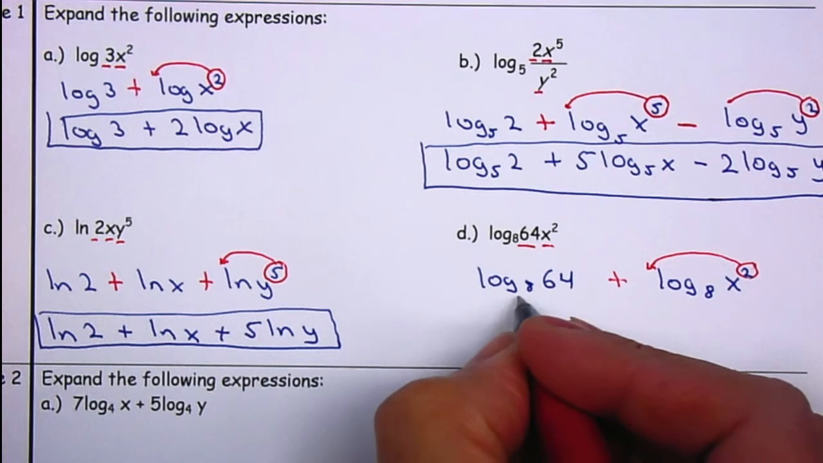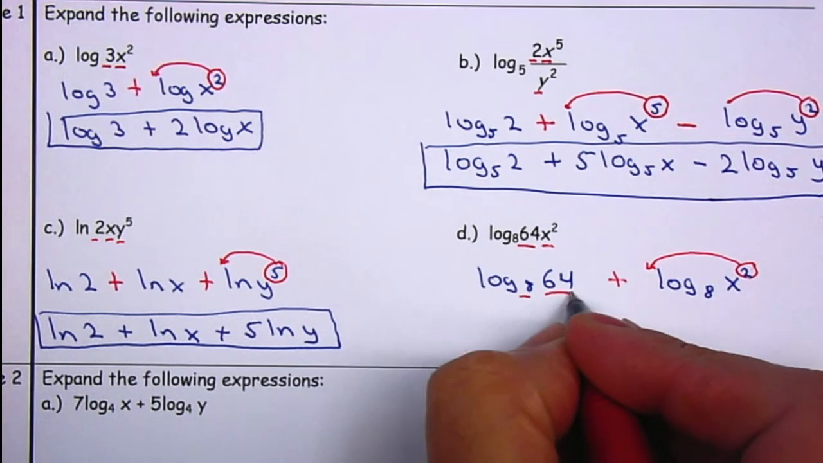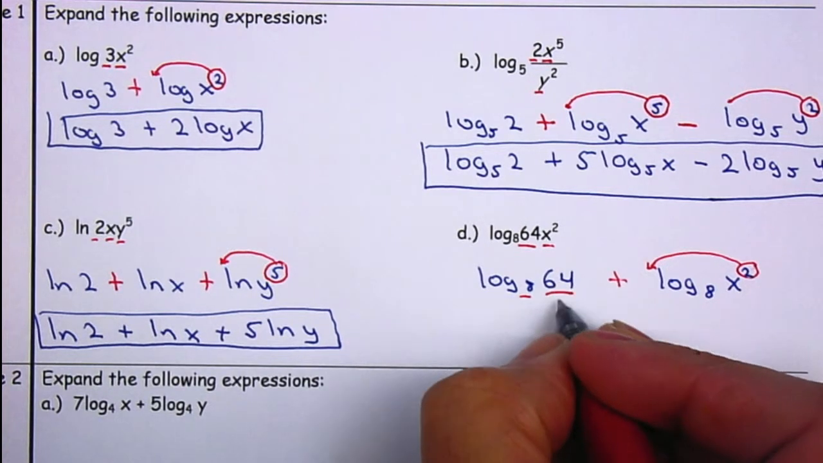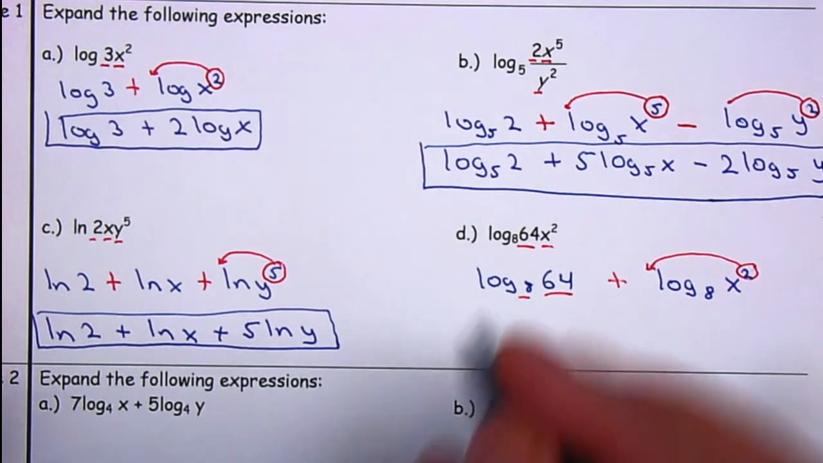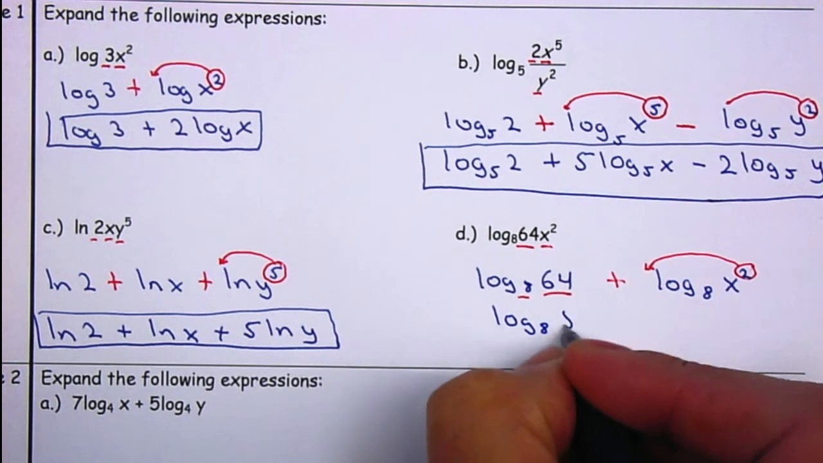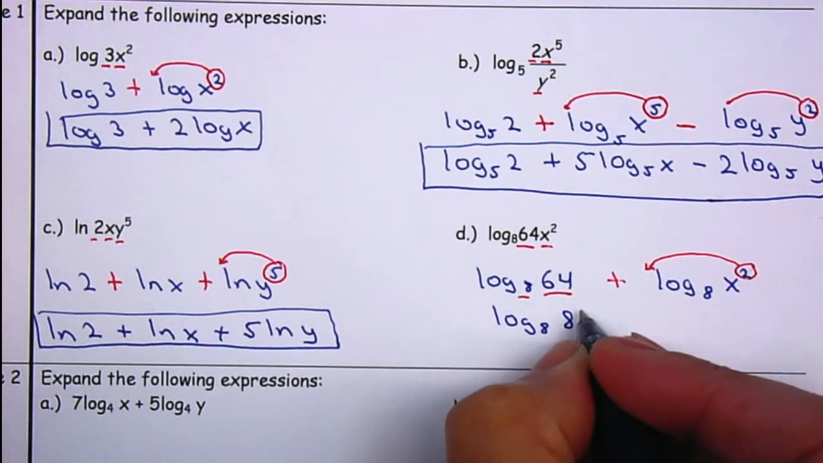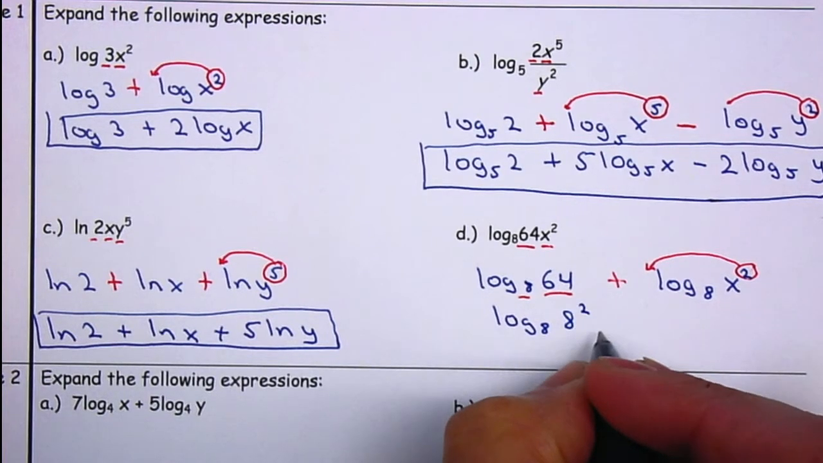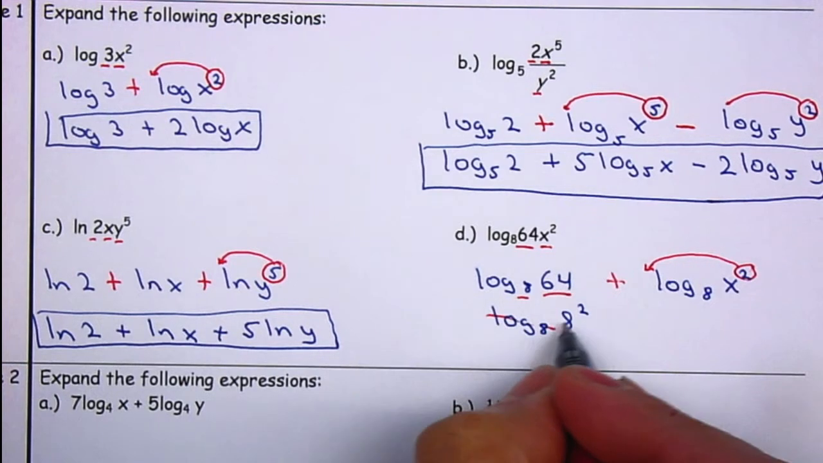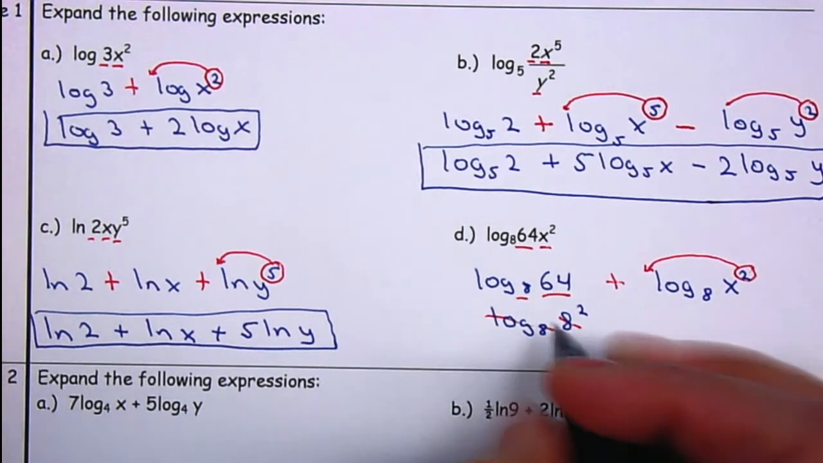Now you should also notice that this is an 8 and this is a 64. So just like we learned on the last lesson, we can rewrite the 64 as 8 squared, so that way we can simplify this. Log base 8 of 8 to the what power is 64? To the 2nd, because this will cancel out, and this will be equal to 2.